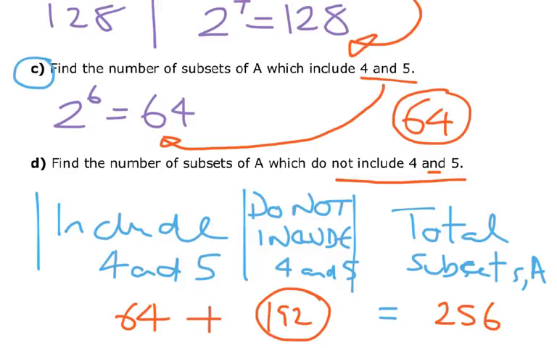So what we should take from this question is that sometimes we might need to do one more step. We might not be able to just get straight to the answer for the number of subsets that don't include 4 and 5. We might have to first find the number that do include, and then subtract it from the total.